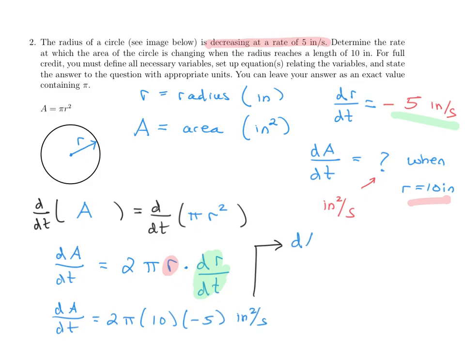Maybe if I simplify that a little bit, dA/dt is, okay, so that's negative 50, negative 100 pi inches squared per second. I would be careful how this answer is interpreted because it asks how is the area changing. This negative means that the area is decreasing at a rate of 100 pi inches squared per second.